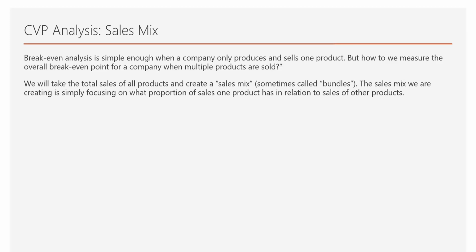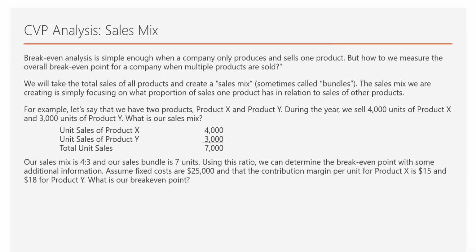So we're going to take a look at the total sales mix of all products and create what we call a sales mix. In other words, called bundles. Don't be confused by the term bundles. This is just a way of expressing the term sales mix and creating that proportion of sales of one product in relation to another sales of another product. So it's just a proportionate relationship here. So we're going to work an example here and show how sales mix and bundle and so forth.